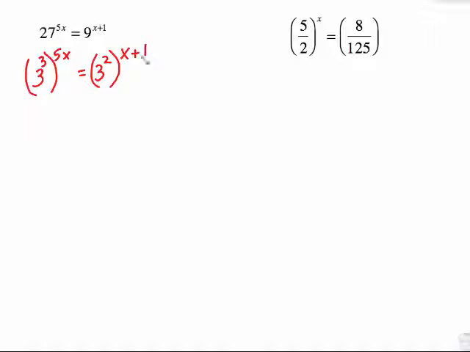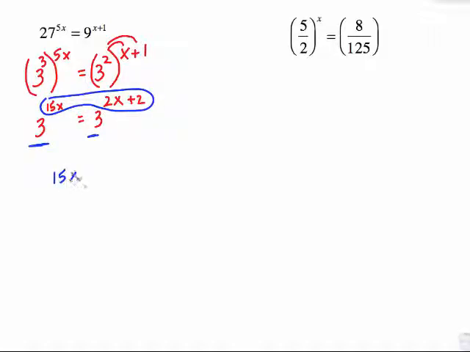Notice I had to put the 3 to the third and 3 to the second in parentheses. Now I use my exponent law, keep the base and multiply the exponents. Over here, keep the base and multiply the exponents, keeping in mind we need to distribute, so this becomes 3 to the 2x plus 2. Our expressions are equal, our bases are equal, so all we have to do is set the exponents equal and solve.